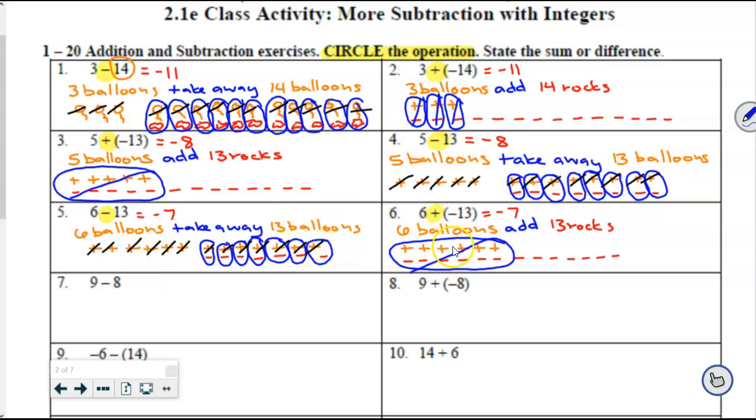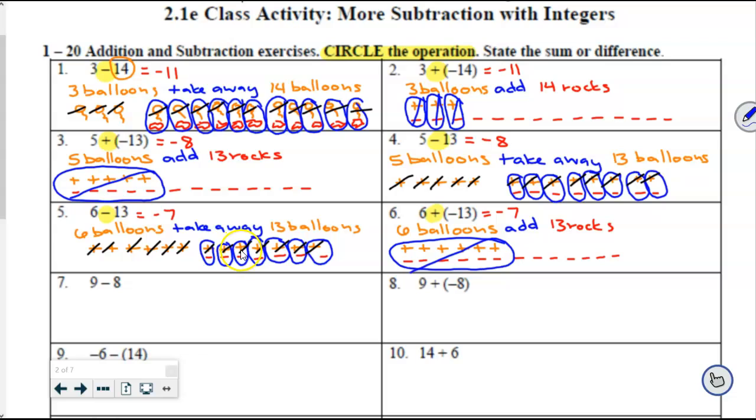Yep. Exactly. On number 6, we don't have to turn into Dora. On number 5, we do. 6 balloons take away 13 balloons. Oh no, we don't have enough. So we have to draw in those 0 pairs before we can complete that problem. And that's why I don't like having to do number 5.